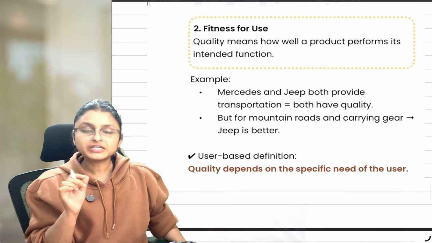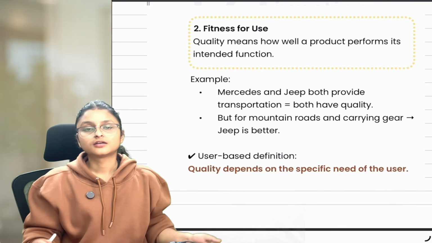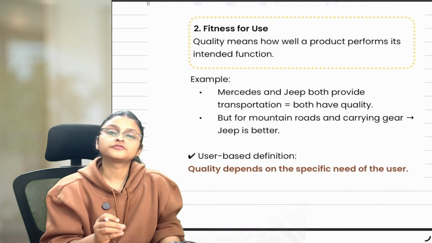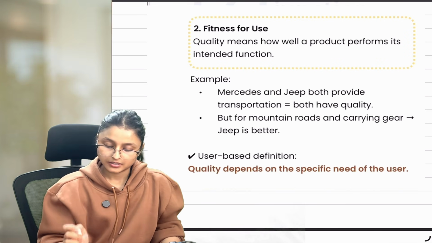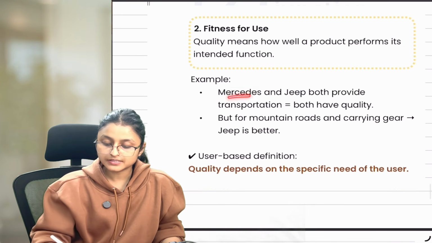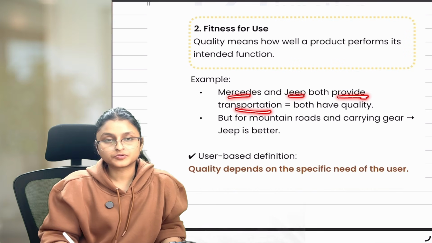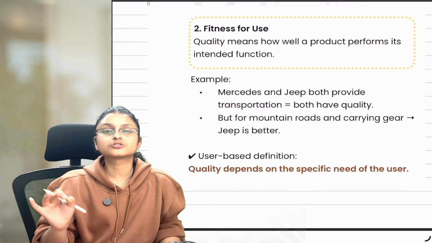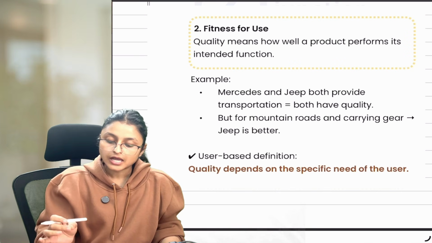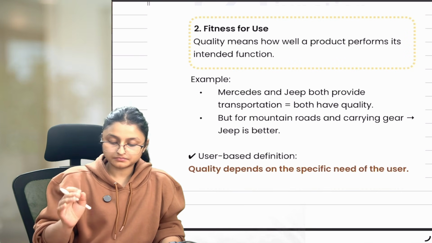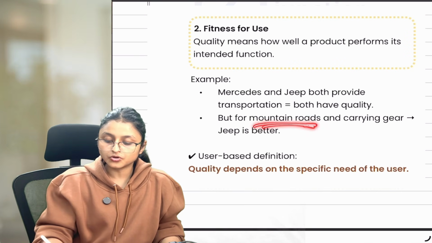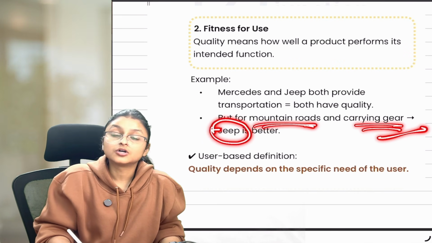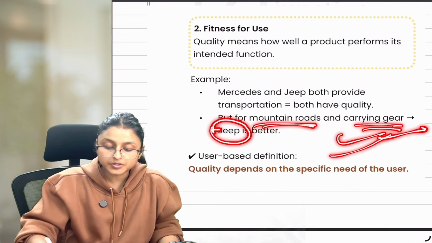Next comes fitness for use. For what purpose you are buying that product also defines its quality. For example, Mercedes and Jeep both provide transportation, both have quality. They both perform their functions really well. But if I want to take my vehicle on mountain roads or carry gear, then in that case Jeep is a good quality product for this purpose.